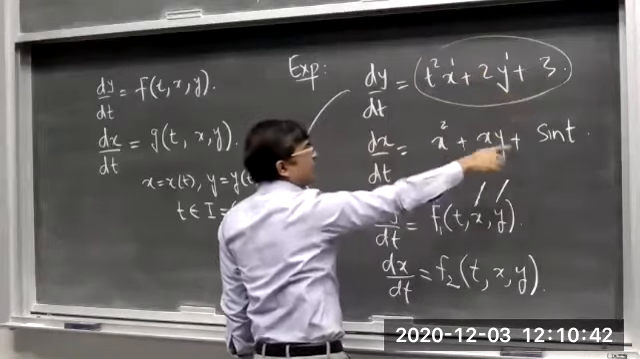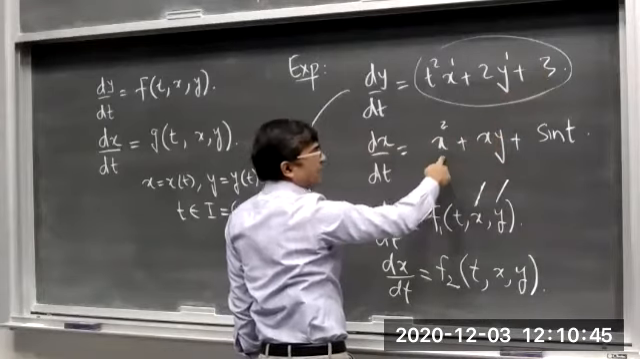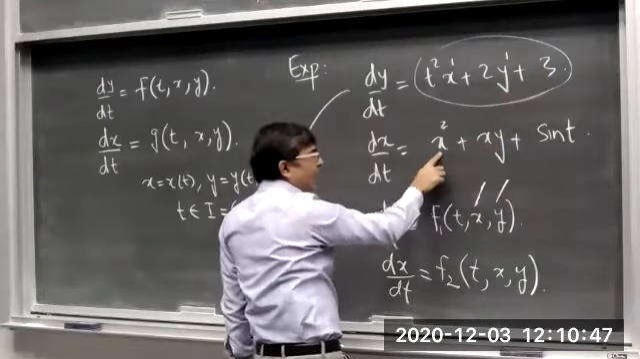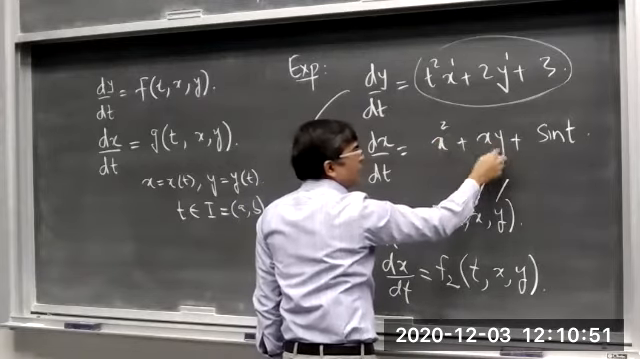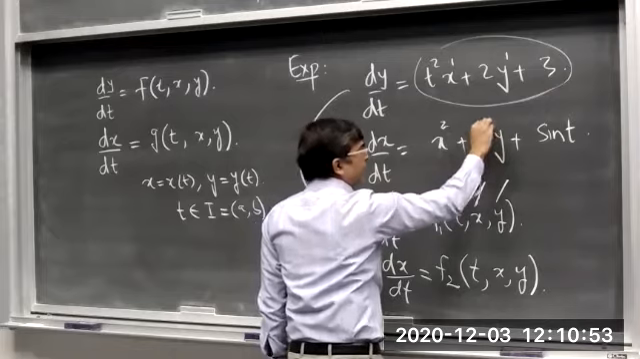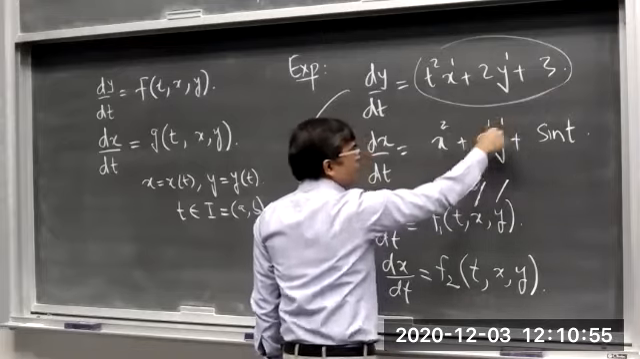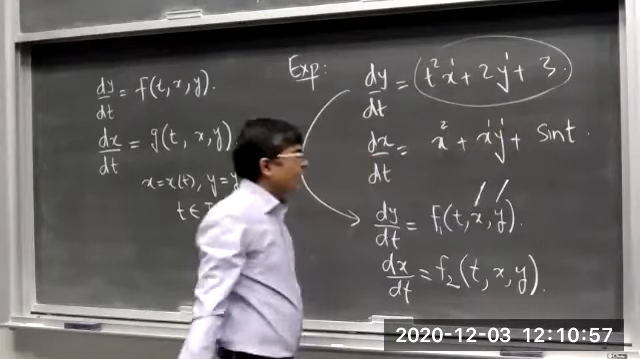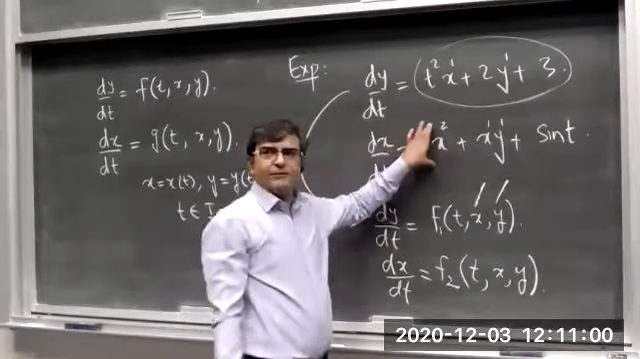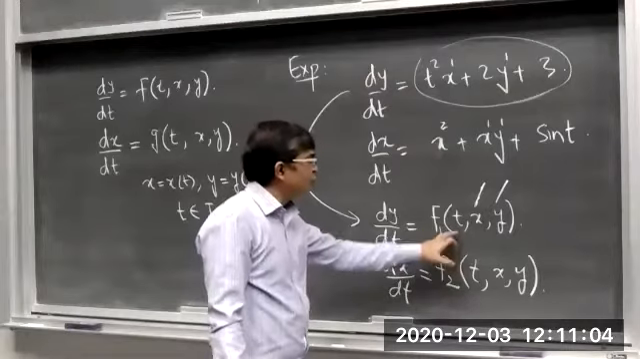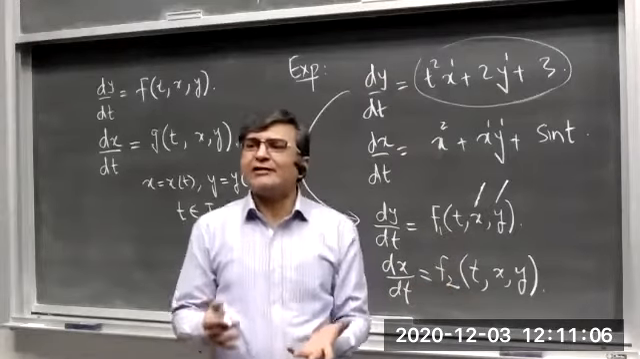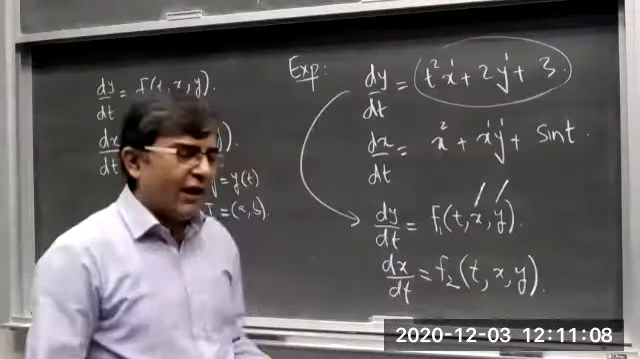But this function is non-linear in x and y, because x here has power 2, and here we have a product of two dependent variables, 1 and 1, so in total we have power 2. So this function is non-linear. What do we get from here? That these functions could be linear functions of x, y, or non-linear functions of x, y.